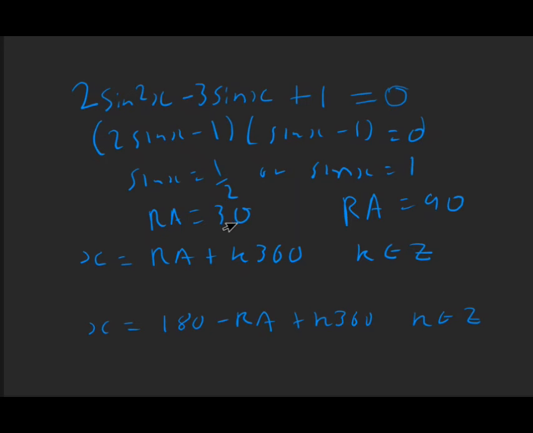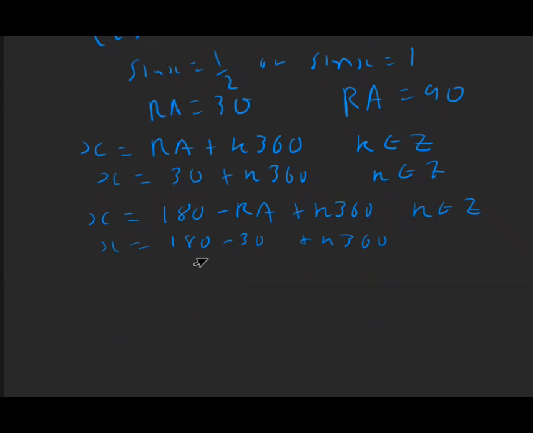So our reference angle was 30. So you're going to say x equals 30 plus k 360, k is an element of integers. And then here it's going to be x equals 180 minus reference angle, which is 30, plus k 360, and then k is an element of integers. Let me just write that part at the end. Notice that here 180 minus 30 is 150, so our final answer here is 150 plus k 360, and k is an element of integers. So these are your two general solutions. So here we go.